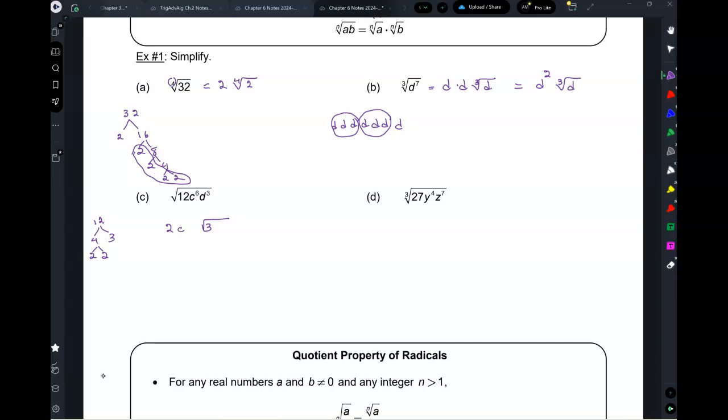C cubed, and is that it? Does that need an absolute value though? Yes, because it's even, odd. And then the d, we have 3 d's. How many will come out? 2 as 1 d, and then 1 will stay in.